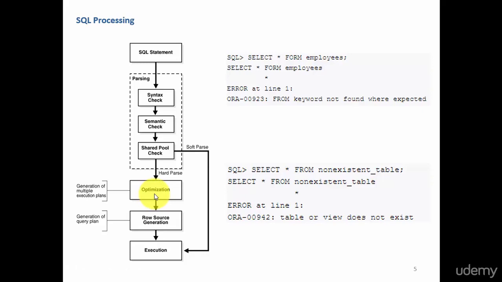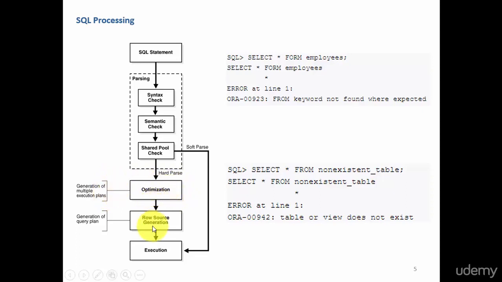The fourth step is generation of multiple execution plans. Let's relate this to our Google example. We were traveling from Atlanta to Smoky Mountains. What did we do? We found two paths. One was through US 23, the other one was using US 74. In the same way, even Oracle creates multiple execution plans.